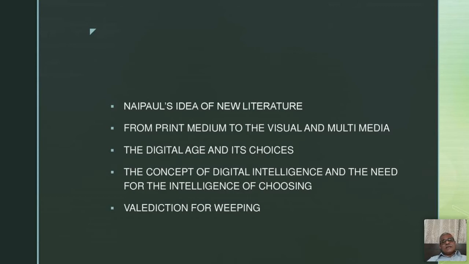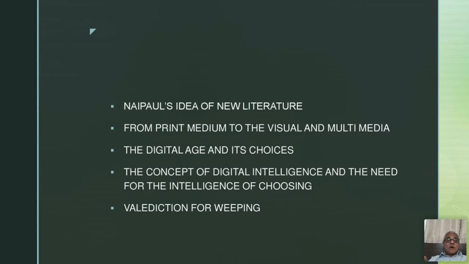But if you look at the aesthetics and the artistic content of modern cinema, its ability and its reach, possibly you will be able to understand that it can reach places where conventional literature cannot reach, and present things more effectively and more powerfully. So this is the change that we are talking about, from the print medium primarily to the visual and the multimedia mediums and the digital age and its choices. So look at the choices that you have in the digital world.